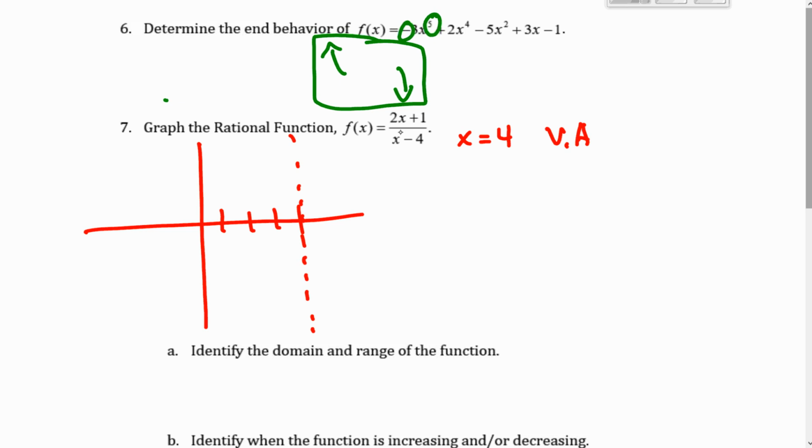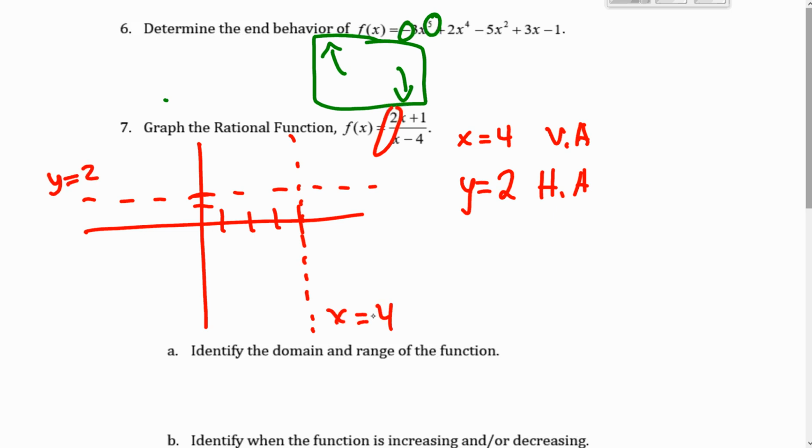Okay. Now I want the horizontal asymptote. I look at the degree of the numerator and the degree of the denominator. It is the same, so I just divide my lead coefficients. That's 2/1, so my horizontal asymptote is y equals 2/1, which is 2. So I go up 2 for my horizontal asymptote. This is y equals 2. This is x equals 4.